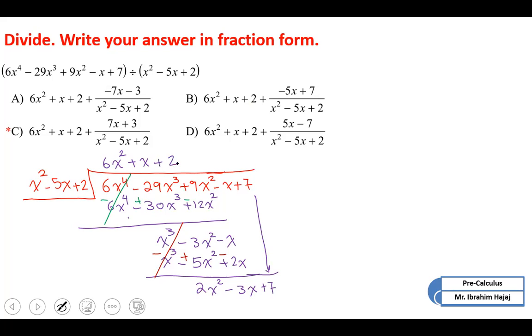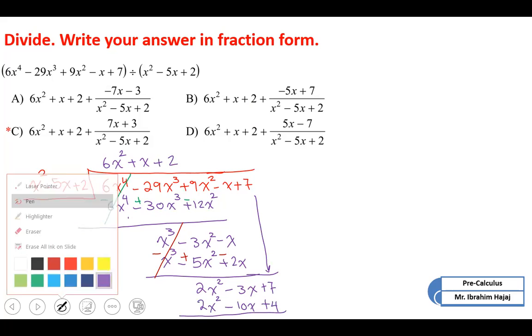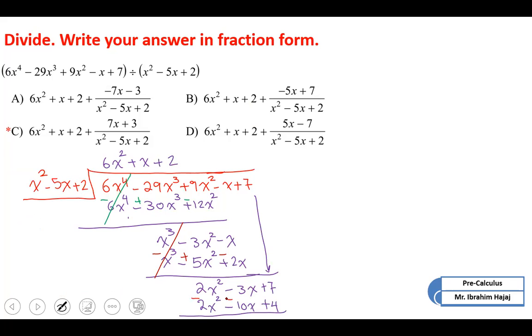So 2 times x squared is 2x squared, and 2 times negative 5 is negative 10x, and then 2 times positive 2 is positive what? Positive 4. And then let's change the signs. We cross out the 2x squared, and negative 3x plus 10x gives 7x, and 7 minus 4 is plus 3.